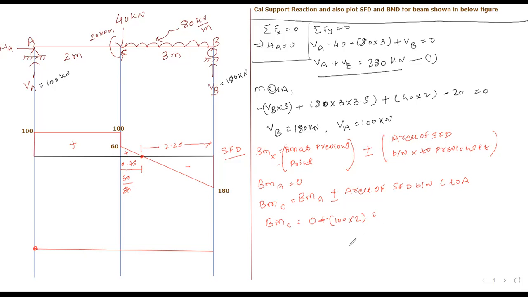So you will get why 300. 300 plus, where did that come from, brother? 200. The moment at point C is not finished yet. Don't worry. 100 into 2, so you will get 200 value, yes or no? You will get 200 value, yes or no? Please confirm me. Everyone gets plus 200.